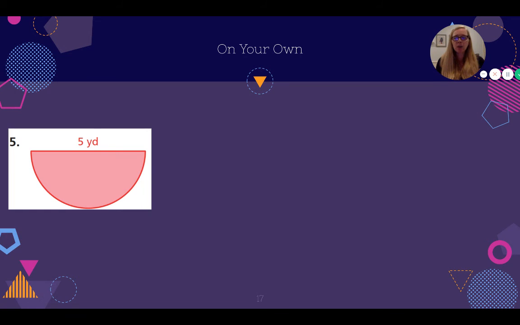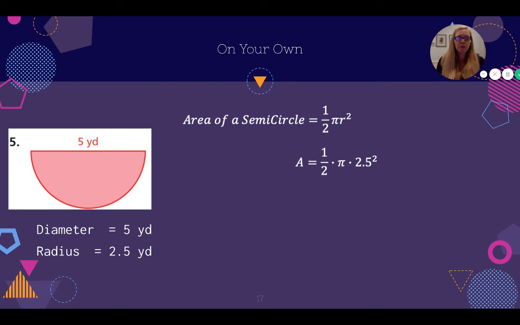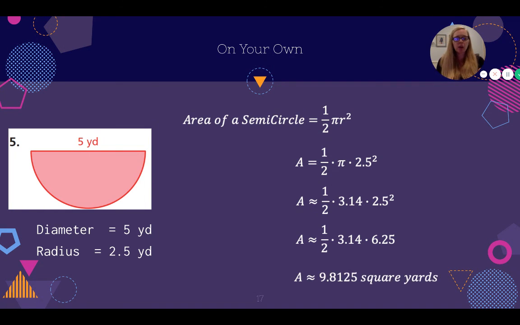All right, the next one, on your own number 5, we have a diameter of 5 yards. So our radius is 2.5 yards. We're going to plug that information into our formula, 1/2 times 3.14 times 2.5 squared, 2.5 times 2.5, and then multiply that by 3.14, and then multiply that by 0.5, to get 9.8125 yards squared.